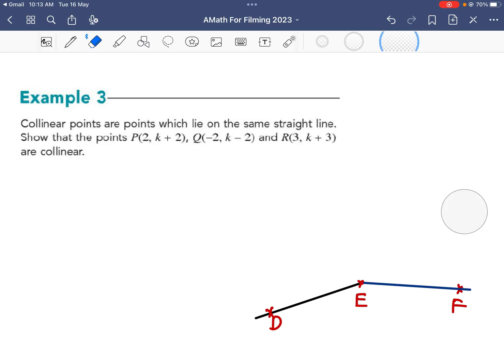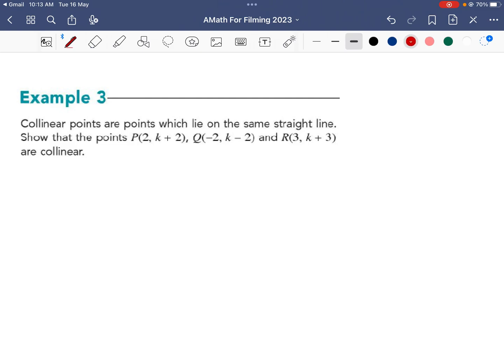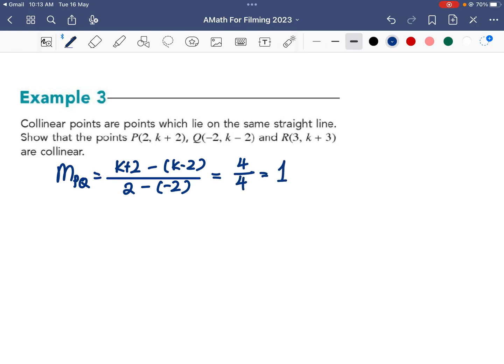Okay, now on to my example 3. So let me just erase all of this first. For example 3, show that the points are collinear. What I will attempt is to find the gradient of PQ first. The gradient of PQ will be (K plus 2) minus (K minus 2), divided by 2 minus negative 2. On top I will get 4, on the denominator I get 4. So the gradient of PQ is 1.